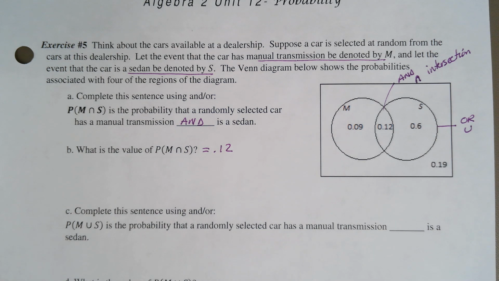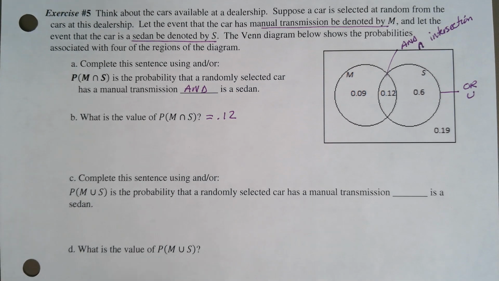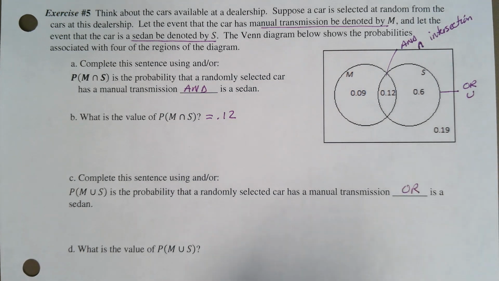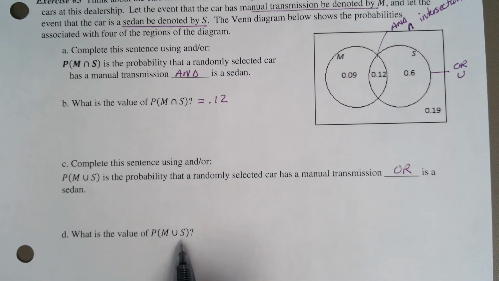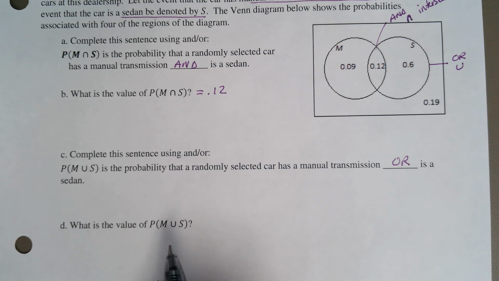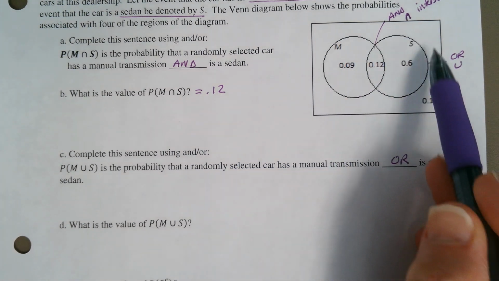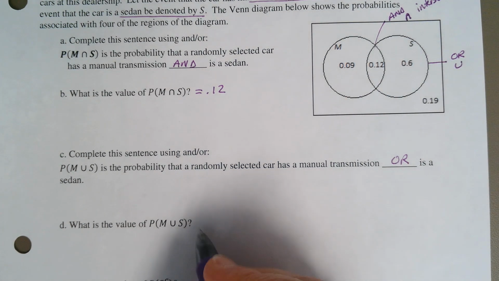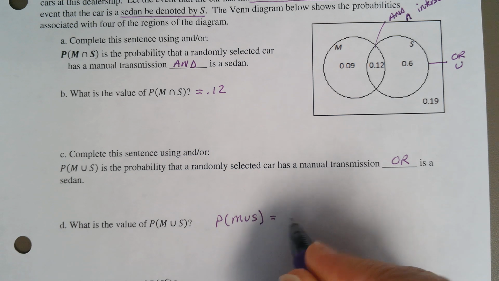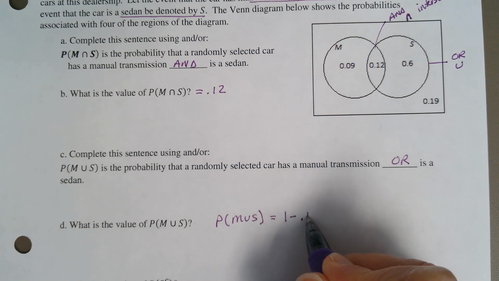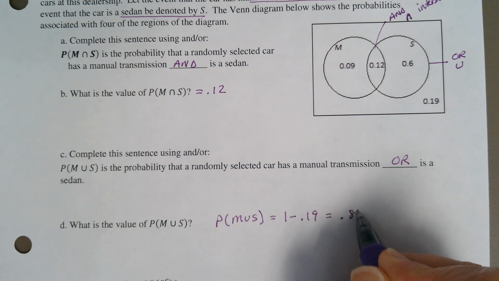Complete this sentence using and or. The probability of M union S is the probability that a randomly selected car has a manual transmission or is a sedan. What is the value of the probability of M or S, or M union S? There's two ways of getting this, right? We know outside here is 0.19, so we could say it would have to equal 1 minus 0.19, which is 0.81.